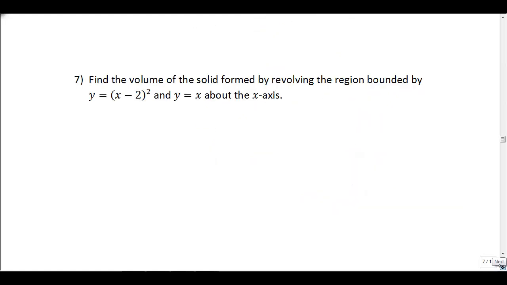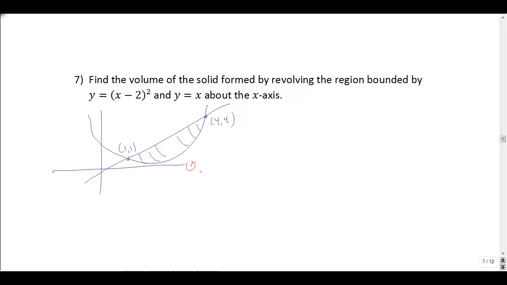Next question. We're going to find the volume of the solid formed by revolving the region bounded by y equals (x minus 2) squared and y equals x about the x-axis. Note, this is the same region that we had in the previous question, so I'm just going to sketch that up again. I get a parabola like this, and then some line through the origin. This point was (4, 4). This point was (1, 1). And we've got this region we're going to rotate. This time we're rotating about the x-axis.